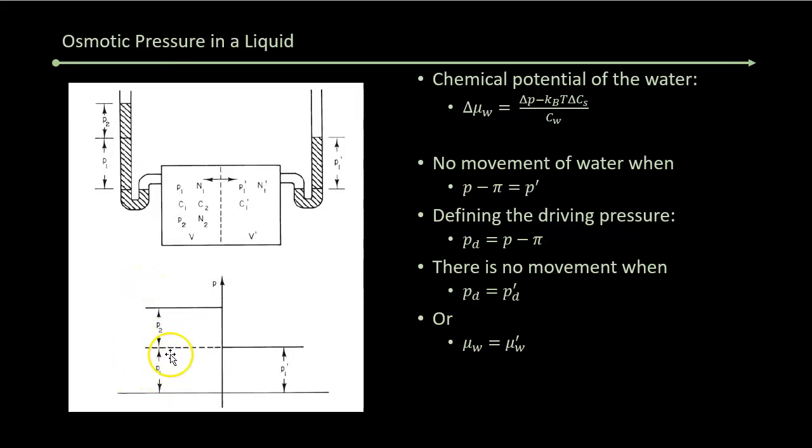When the level between the things that can go through the membrane is the same on each side, then we're good. All right. And so this difference is what we're going to call the driving pressure, what's driving water through. And there's no movement when the driving pressure from both sides is the same. Or when the chemical potential for the water is the same on both sides, there's no movement.